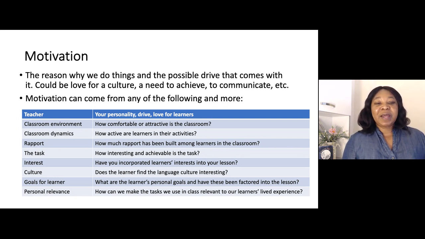You can motivate them by creating a comfortable or attractive classroom. You can motivate them by creating good relations within the classroom and using activities learners are excited about, so they're just willing to learn. You can create rapport between learners. Like as the term is starting, you can play games in the classroom to get learners to warm up to one another so they can collaborate, they can do things together.